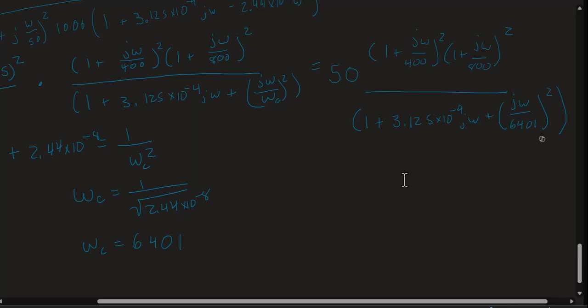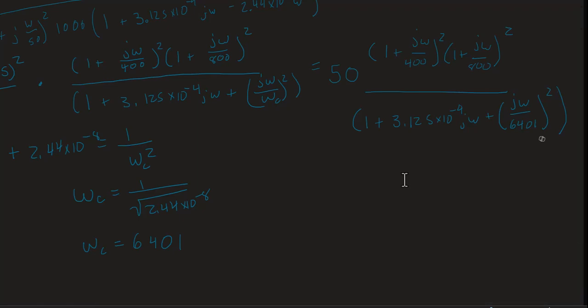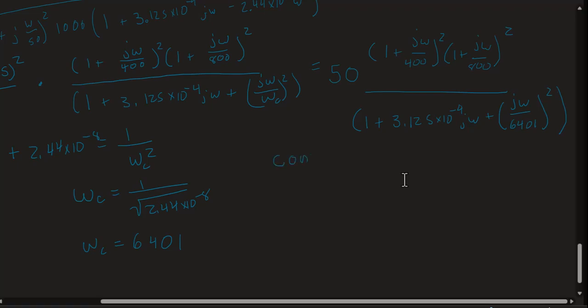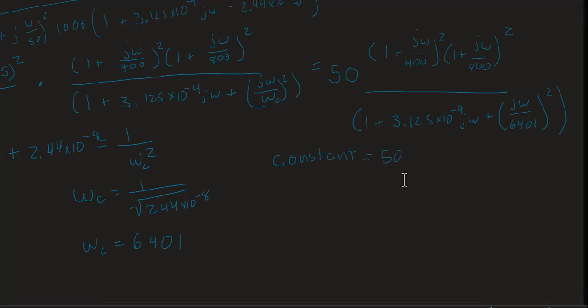So the only thing this doesn't have that you do need to know how to do is a pole or a zero through the origin. And everything here is squared. So if this is the first time you've done one of these, you might get the impression that your slopes are all 40. But when things aren't squared, the slope is 20. So what we have is a constant, that is 50. Things in the numerator are zeros.